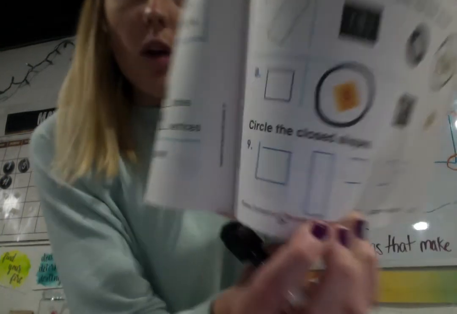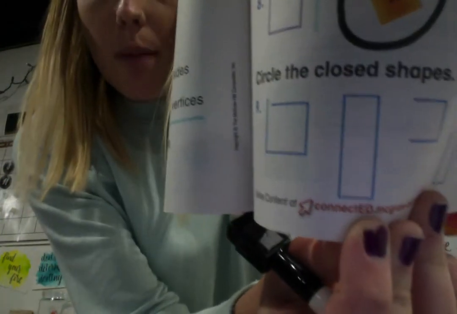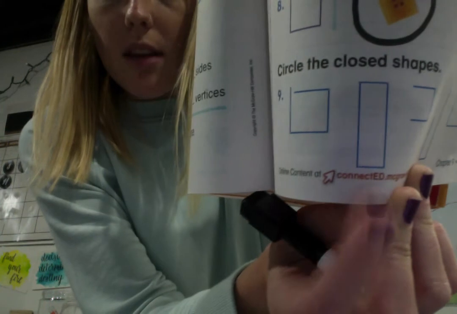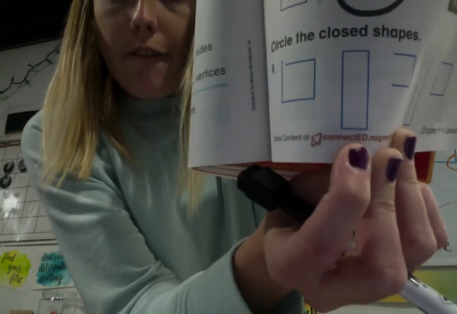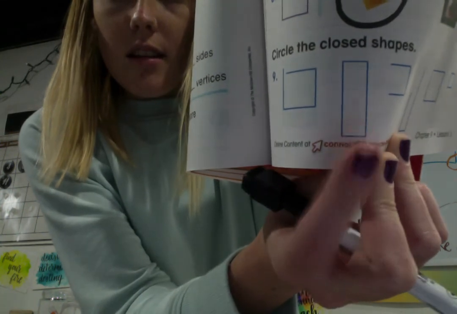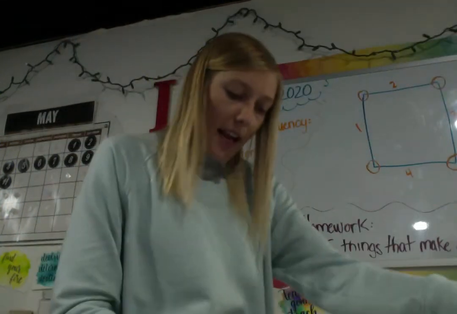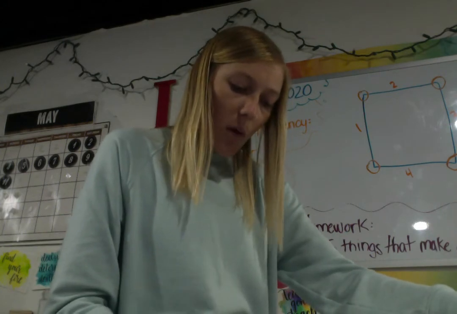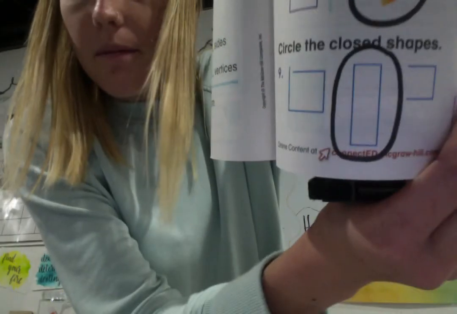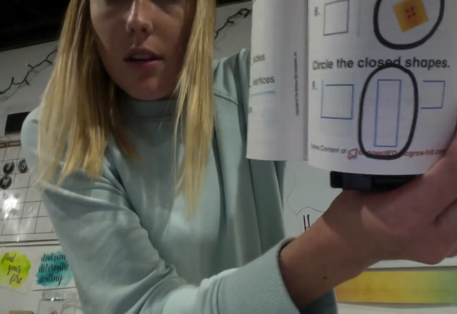What about the next one? Give me a thumbs up if that's a closed shape, and a thumbs down if it's not. Are all 4 sides touching? They are. That is a rectangle, so you can go ahead and circle that rectangle. All 4 corners of that big rectangle are touching, so you can give that one a circle.